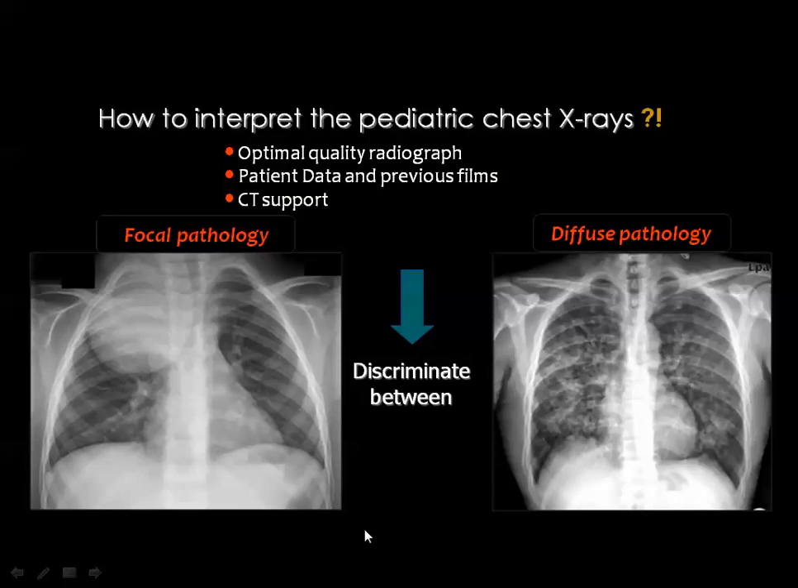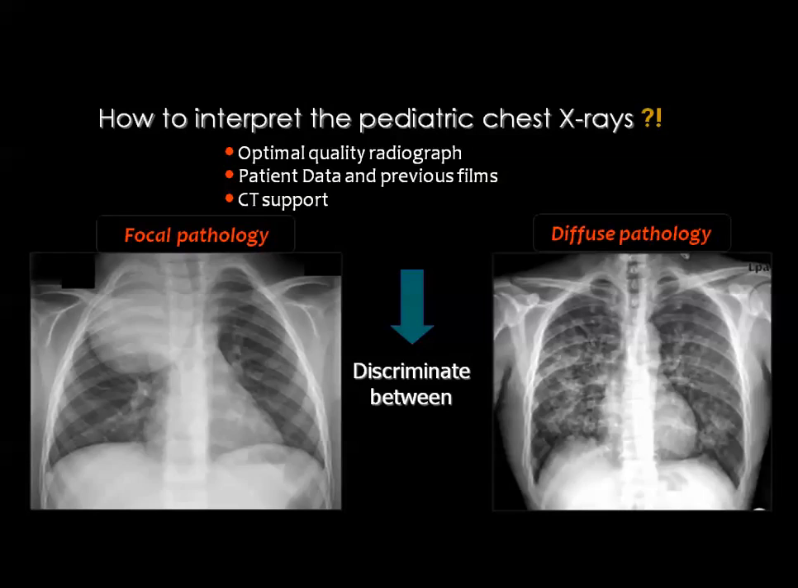the costophrenic angles. And actually, these criteria cannot be easily achieved in the pediatric patient, but we'll try as much as we can to have a good quality radiograph. Number two is to have adequate clinical data about the patient in order to be able to achieve a probable, reliable diagnosis. And if you have the chance to have the previous films, this will be of much help.